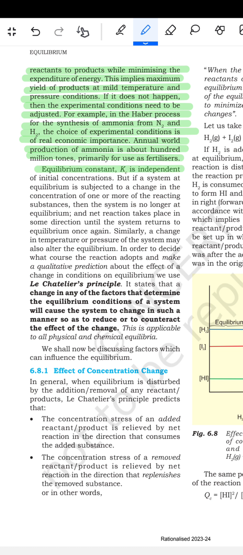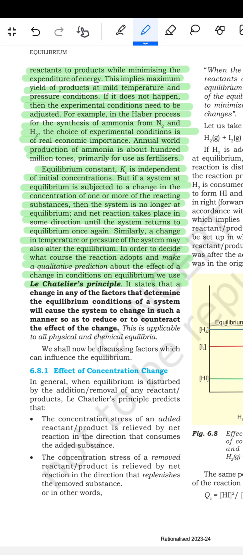Annual world production of ammonia is about 100 million tons, primarily for use as fertilizers. Equilibrium constant Kc is independent of the initial concentration, but if a system at equilibrium is subjected to a change in the concentration of one or more of the reacting substances, then the system is no longer at equilibrium, and the net reaction takes place in some direction until the system returns to equilibrium once again. Similarly, a change in the temperature or the pressure of the system may also alter the equilibrium. In order to decide what course the reaction adopts and make a quantitative prediction about the effect of a change in the conditions on equilibrium, we use Le Chatelier's principle.